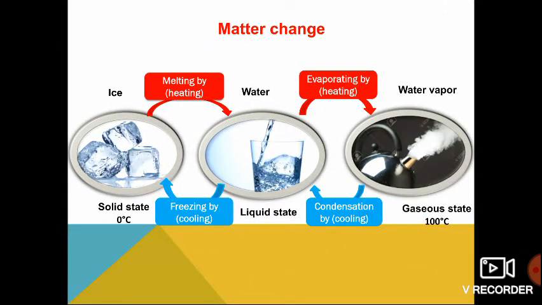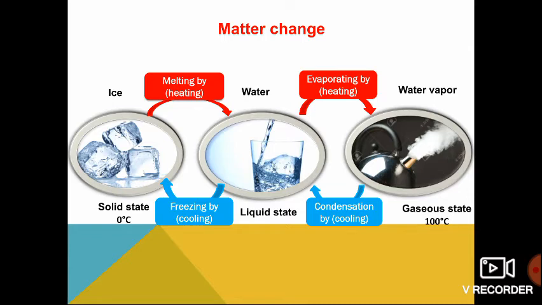We can change from ice to water. When we take ice from the freezer and leave it on the table at room temperature, it will melt and convert to water by heating. This means that we increase the temperature. We take ice at 0 degrees centigrade and leave it in room temperature, which is 25, 30 or 40 degrees. So we are heating this ice.